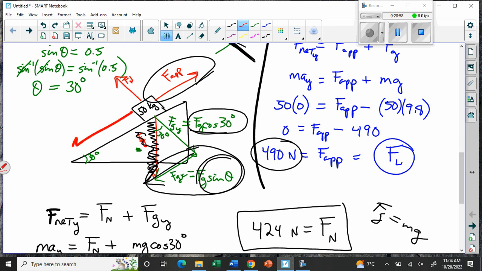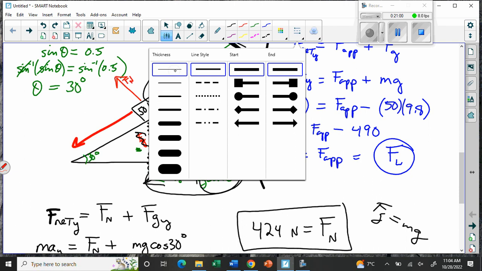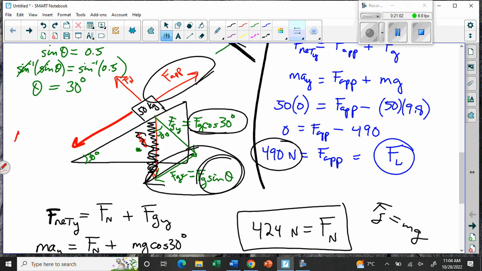I'm going to say there's a force of friction this way. And I'm going to tell you that the mu for that friction is 0.2. So that would be extra now in the question. So how would that change?